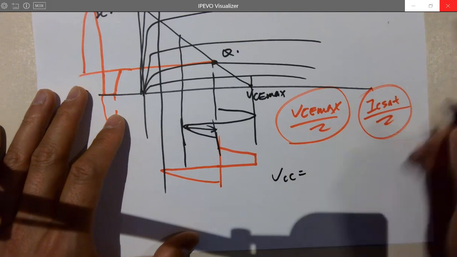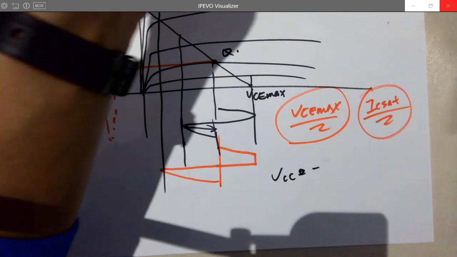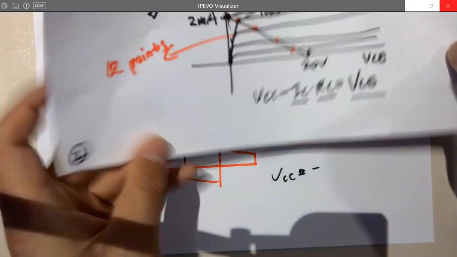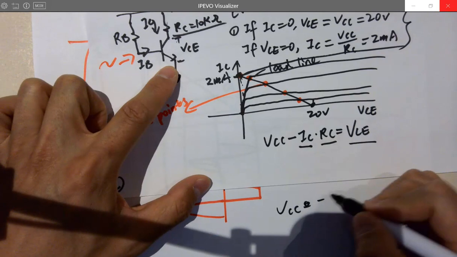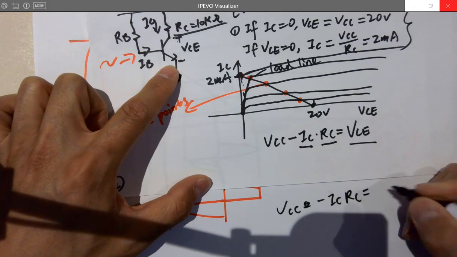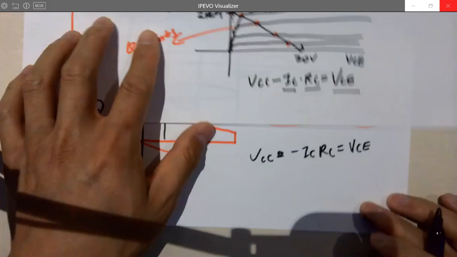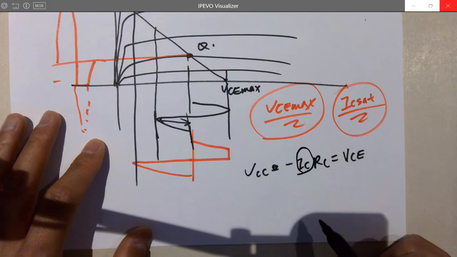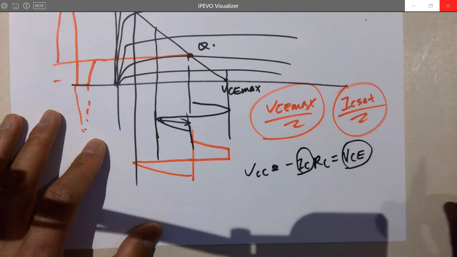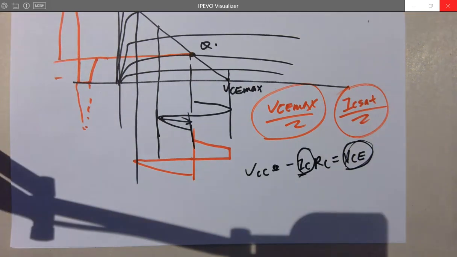Yeah, it's linear. Remember, if you look at the equation, VCC minus ICRC equals VCE. If you use half IC, you are going to get a half VCE. The same, if you use half VCE, you are getting a half IC. So it doesn't matter where you want to start.